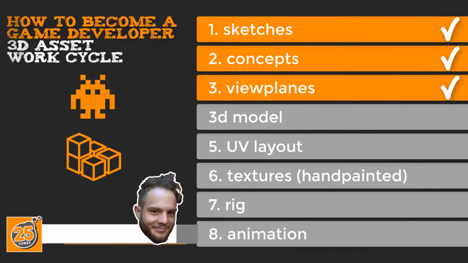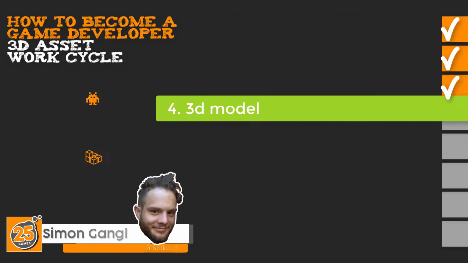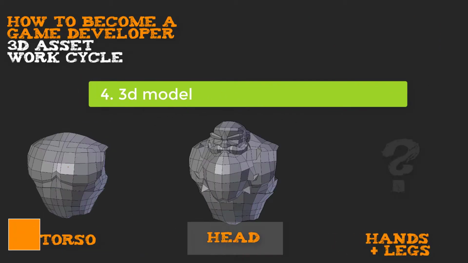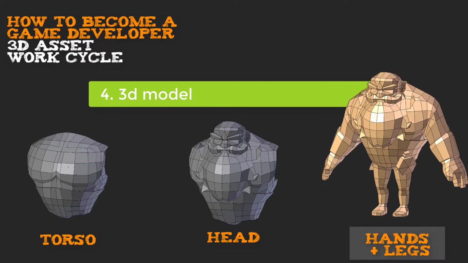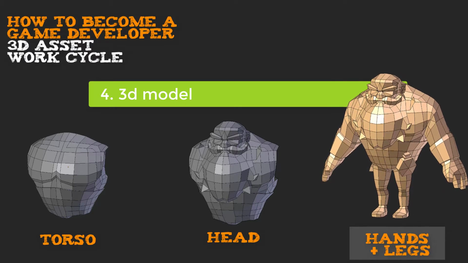This tutorial is part of the series How to Become a Game Developer. Currently, I show you how to create game assets, like a 3D character. Last time, we started modeling the head. If you missed that, click on the link in the note up here or in the description. Today, we start modeling the arms and the legs of our 3D character and combine it with the torso mesh. I will show you everything, step by step.